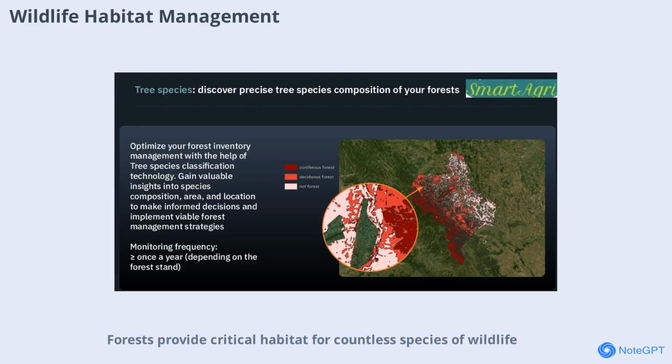Forests provide critical habitat for countless species of wildlife. Managing these habitats means preserving a variety of plant types, maintaining old trees, and protecting water sources. Creating corridors for animal movement and leaving dead wood for shelter are also important. By considering the needs of wildlife in management plans, we help maintain healthy populations and support ecosystem balance. Healthy wildlife habitats contribute to the overall resilience and productivity of forests.